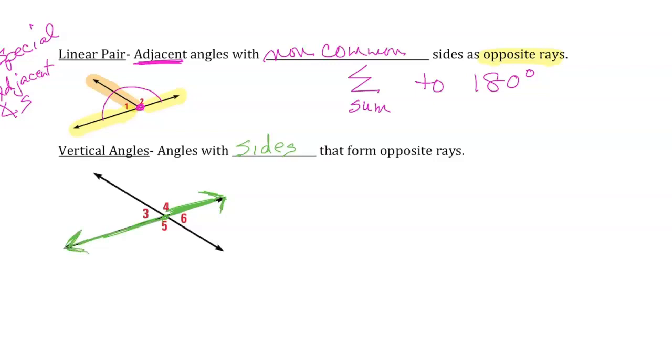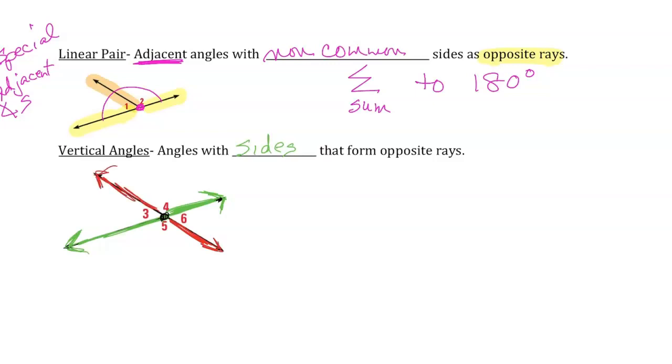So you've got the ray. Let me put a little dot in between. So I'm going to put this little dot for the vertex. So those two rays are opposite. Find two other rays that are opposite. Well, this ray right here is opposite this ray.